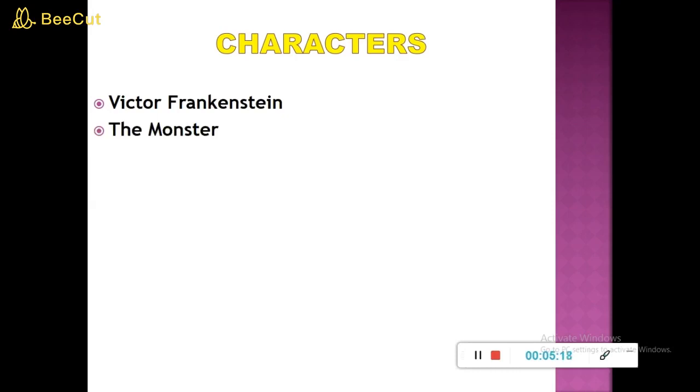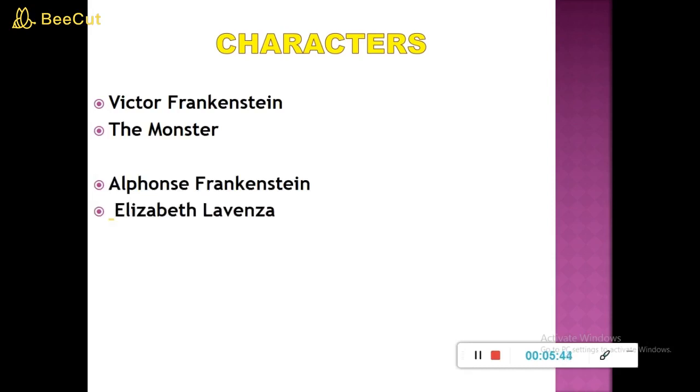Monster. Monster is the next important character. It is created by Victor Frankenstein, but the monster feels lonely. That is why he starts killing people. He starts killing the family members of Frankenstein also, just because he is humiliated by the society, just because he is not able to integrate with the human society, just because of his ugliness.